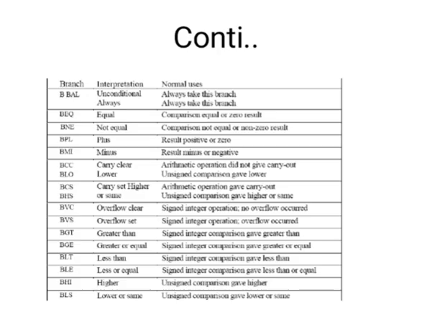Next is BLO, that is lower, unsigned comparison gave lower. BCS is carry set, arithmetic operation gave the carry out. BHS is higher or same, unsigned comparison gave higher or same. BVC is overflow clear, signed integer operation, no overflow occurred. BVS is overflow set, signed integer operation, overflow occurred.